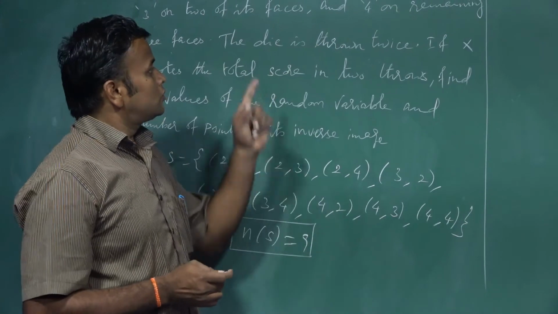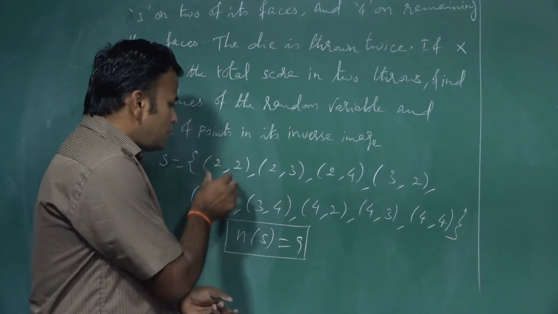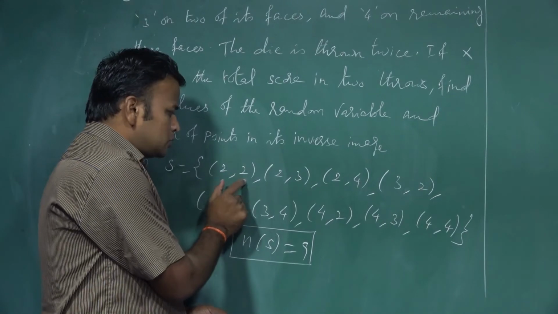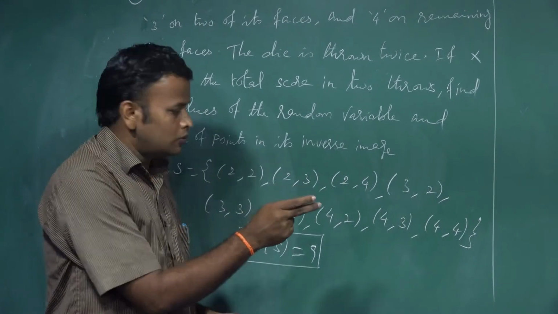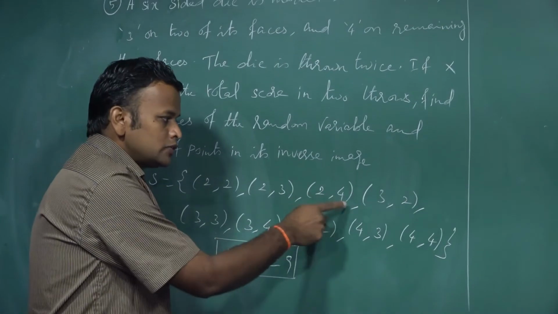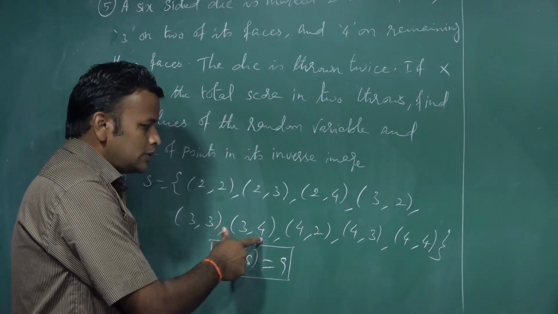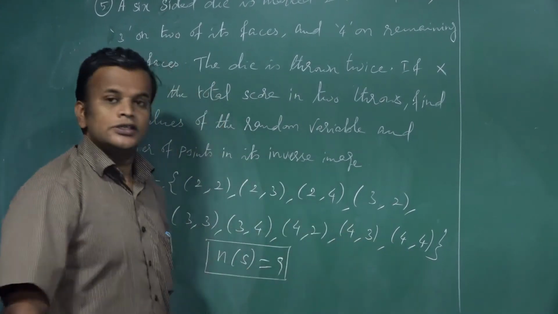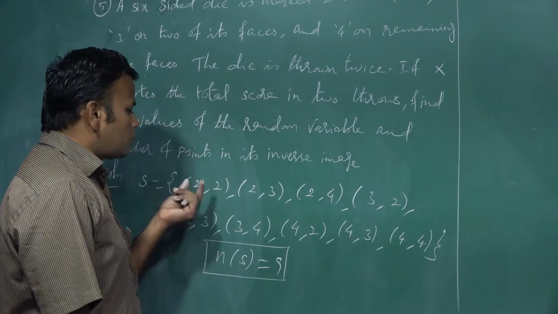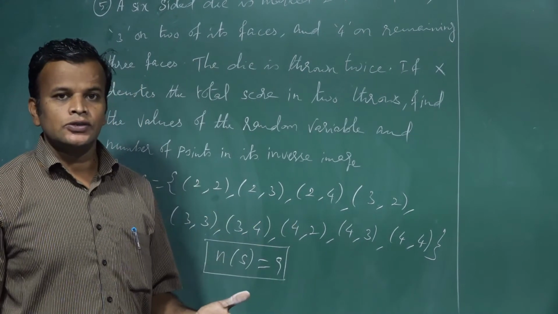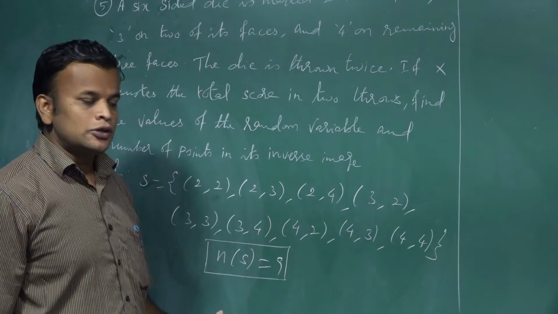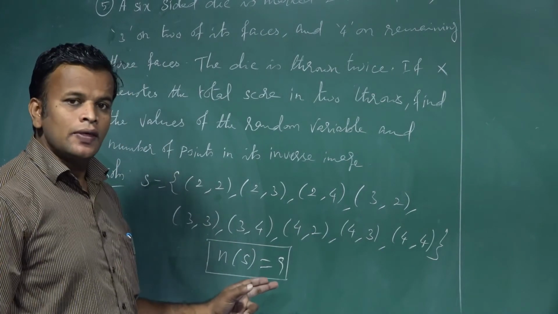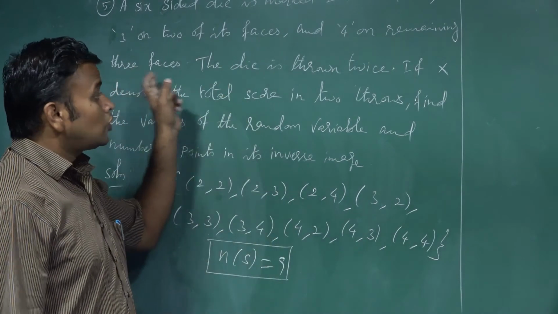Now X denotes the total score. Total score means we add these two. 2 plus 2, 4. So the minimum value is 4. 5, 6, 7, the last is 8. So the total score starts from 4 up to 8. So these are our required values. So the first step is to find the sample space. Next step, X denotes the total score.